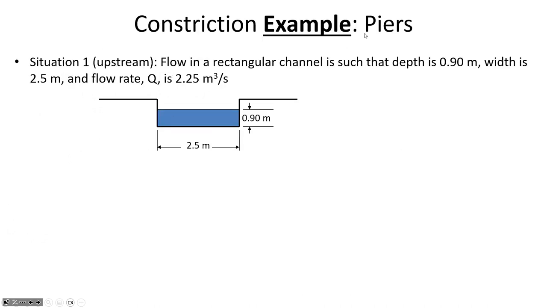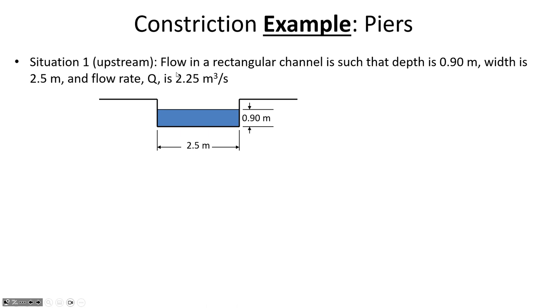So just to investigate this, let's look at the following example that we'll go through quickly, and then I'm going to talk a little bit about sizing your reservoir. Let's say that we've got a rectangular channel, and upstream we know that the width of the channel is 2.5 meters. We've got 0.9 meters as the flow depth. The flow rate is 2.25 cubic meters per second.